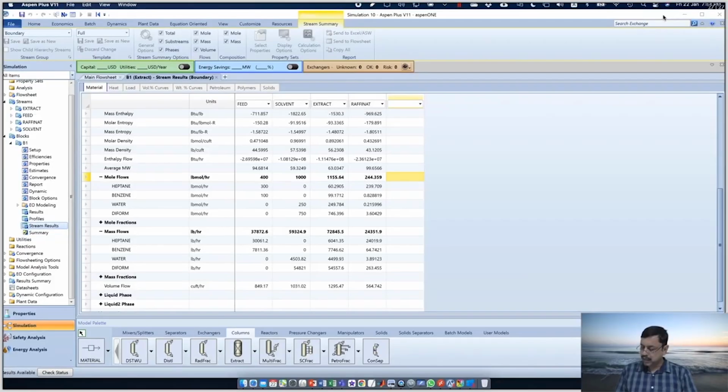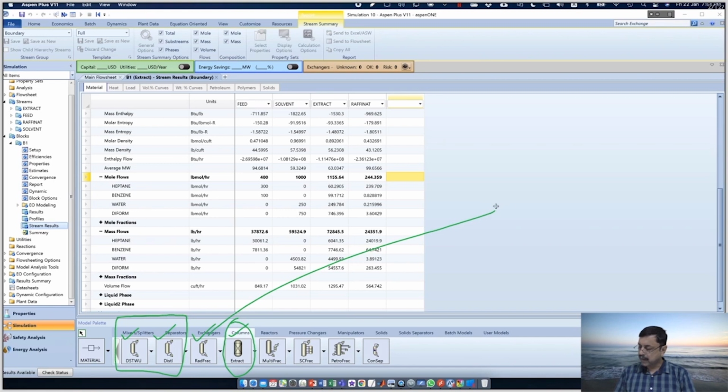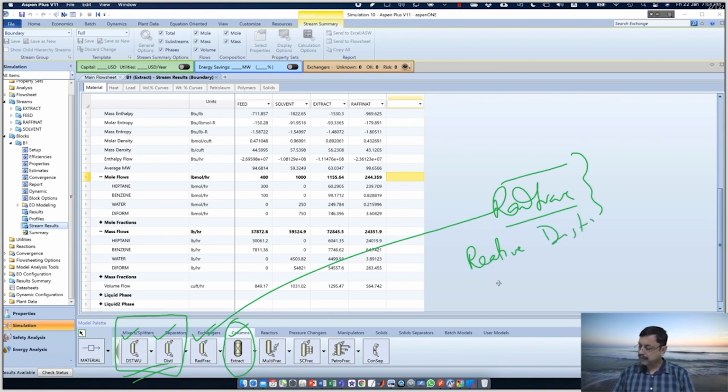So to summarize, in today's lecture, we have learned how to use DSTWU, DISTL, RadFrac and Extract. These two are for shortcut distillation. This is for extraction, and this RadFrac is the one which we have learned very thoroughly. We have not only checked the result of RadFrac along with the shortcut distillation method, but we also have done some calculation for reactive distillation and a rate-based absorption column with this RadFrac. So I hope this exercise will be very helpful for you to carry out your own simulations. Thank you.